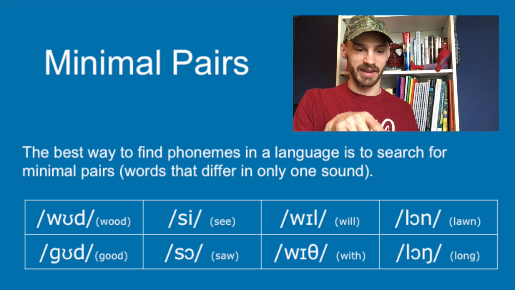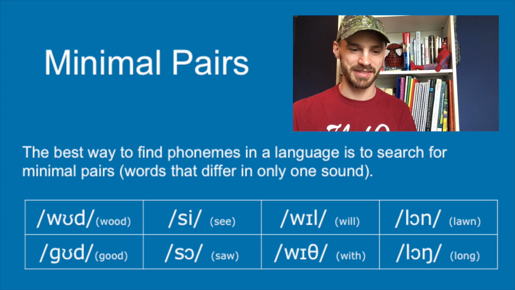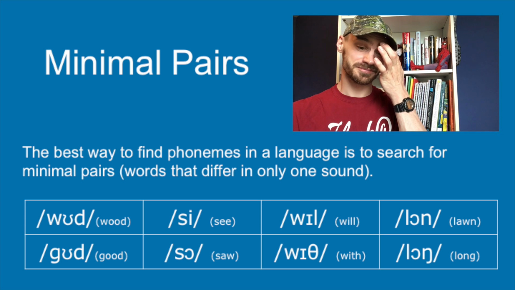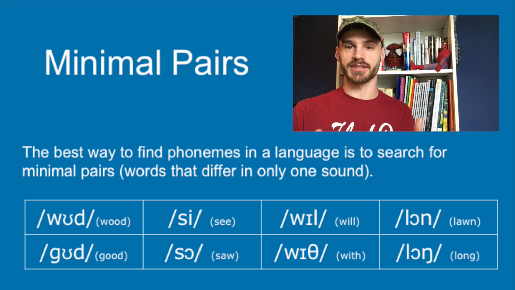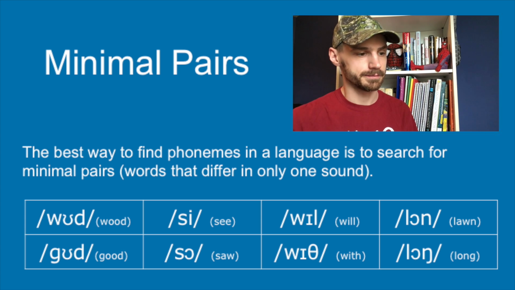And in the IPA, we spell it with this. It looks like an N with kind of a G tail. So you know the people that came up with the IPA were real creative. But the point is that we're able to contrast these two words by using two different phonemes. Lawn and long.